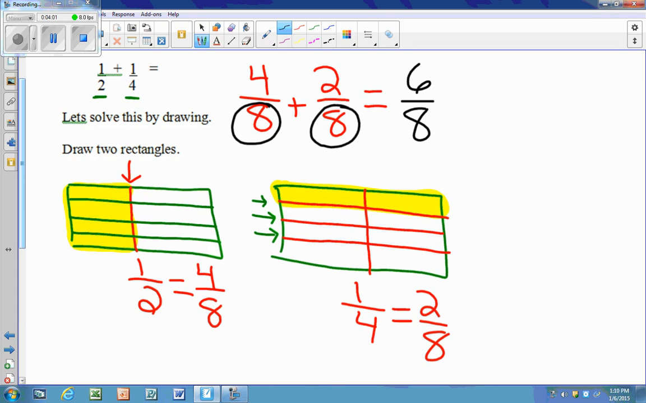And now looking at 6/8, we go back to what we had done yesterday about reducing fractions. And both of these are even, so I can divide them both by 2. And 6 divided by 2 is 3, and 8 divided by 2 is 4. So my answer is 6/8 simplified, reduced, or put into its lowest terms, which is 3/4.